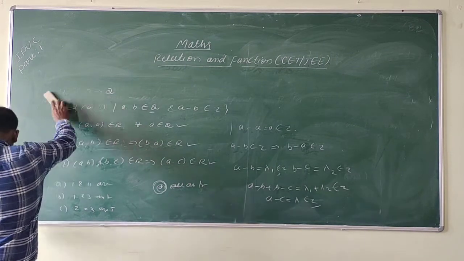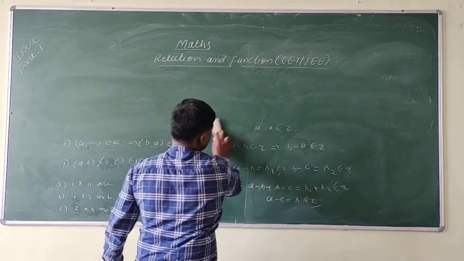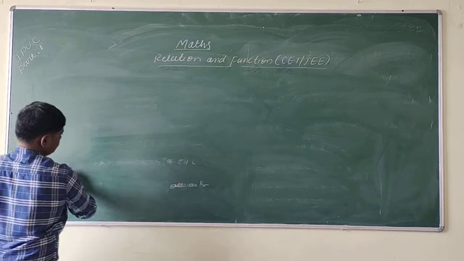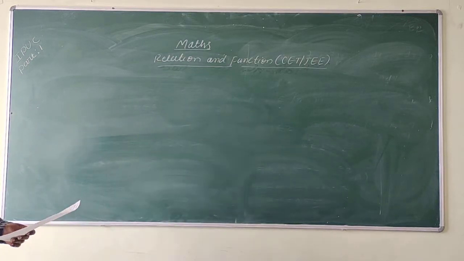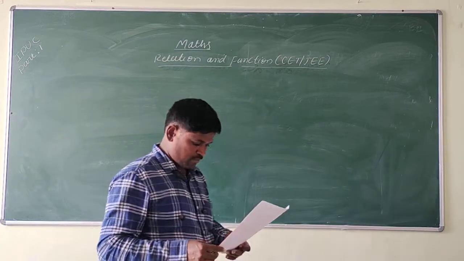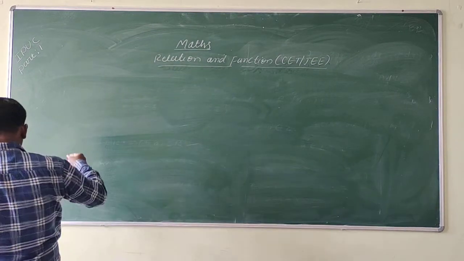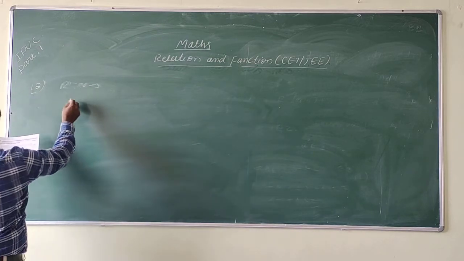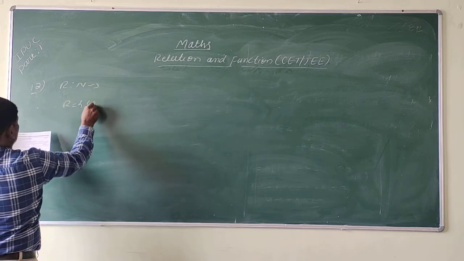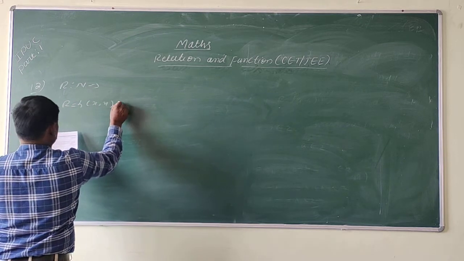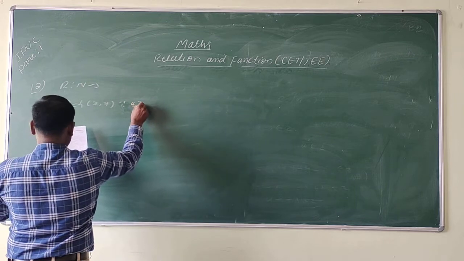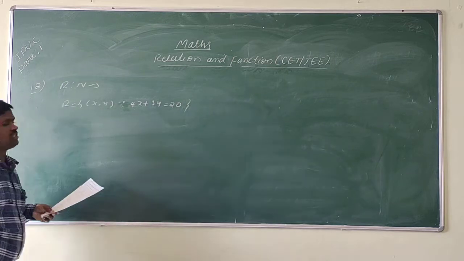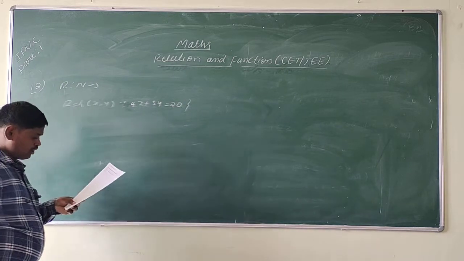Next question. Question number 12. R is a relation on natural numbers, a relation from N to N. R is defined as the ordered pairs (x, y) such that 4x plus 3y is equal to 20. This is the given relation. Which of the following belongs to R?